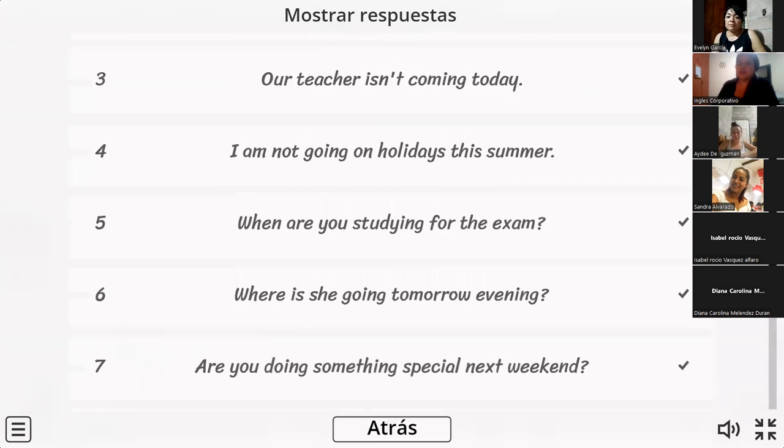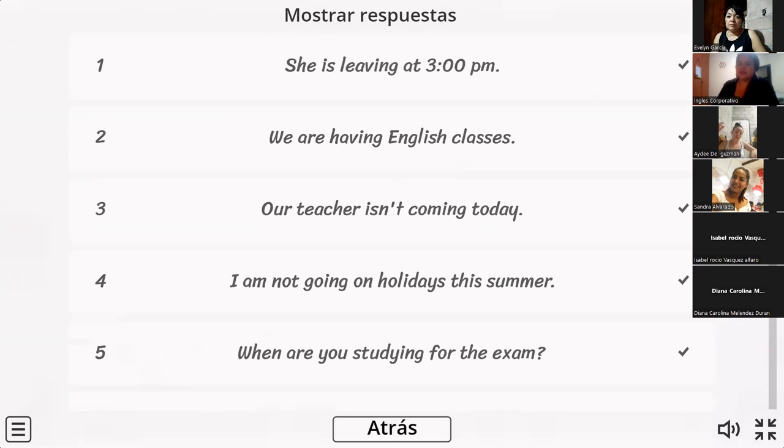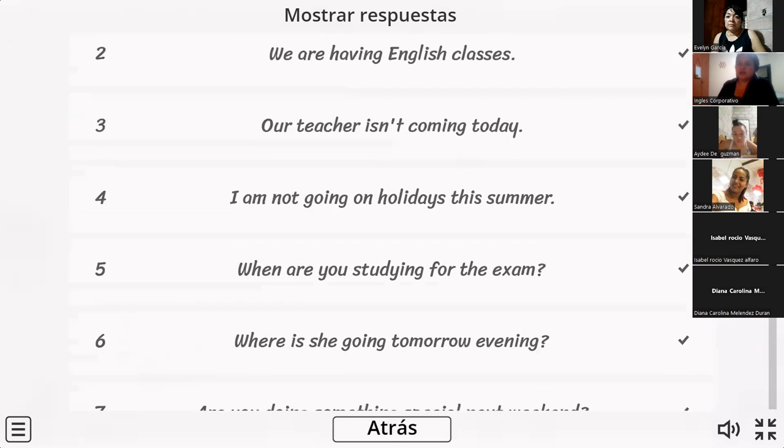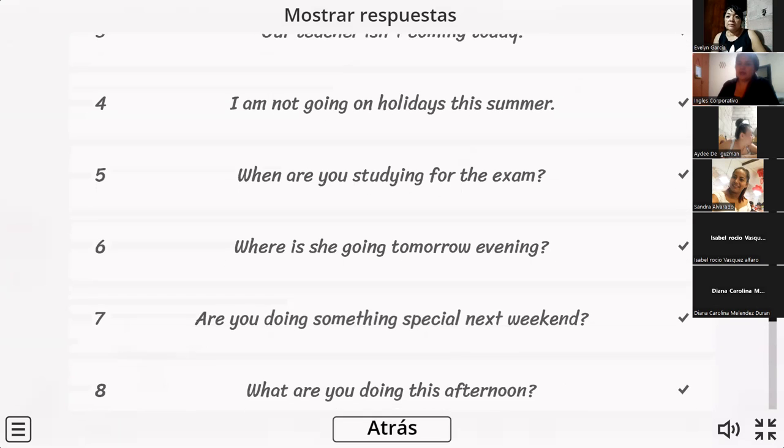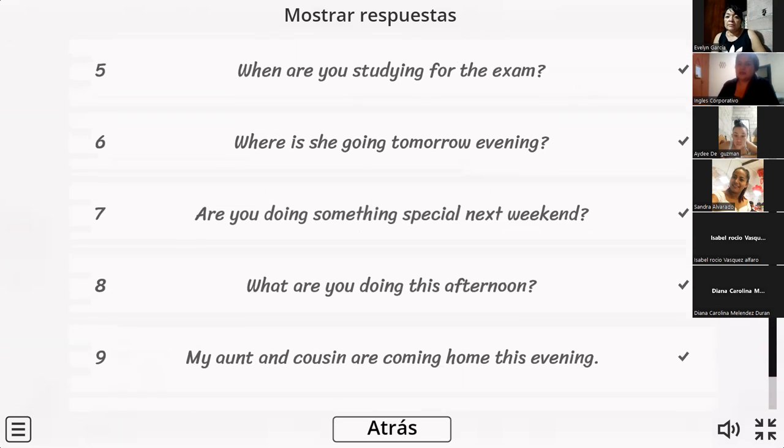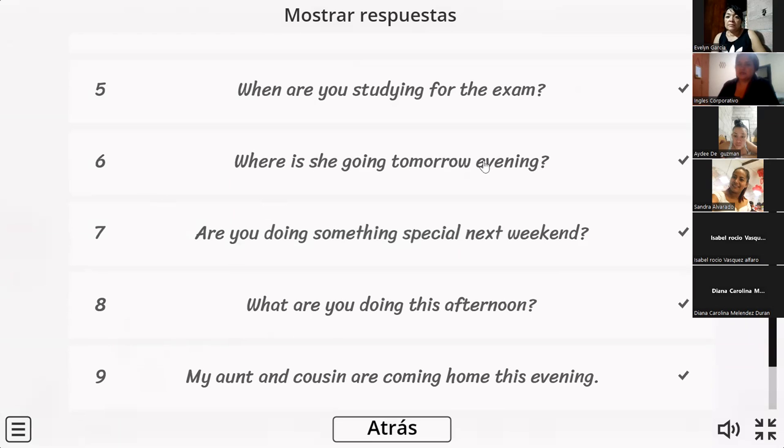Do you have questions for this? Do you have questions about vocabulary? ¿Qué significa la palabra? Bueno, la pregunta. Where is she going tomorrow evening? Where, donde. Is she going? Va, o se está yendo. Mañana evening, tomorrow evening.